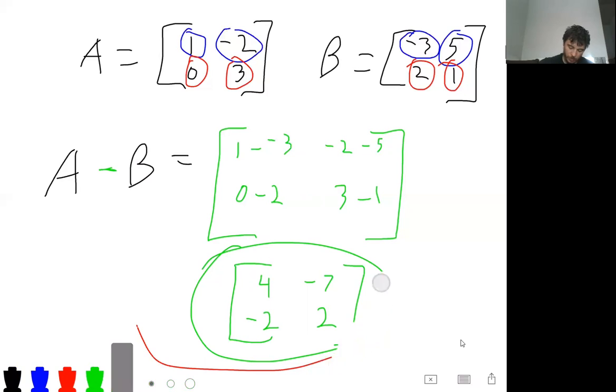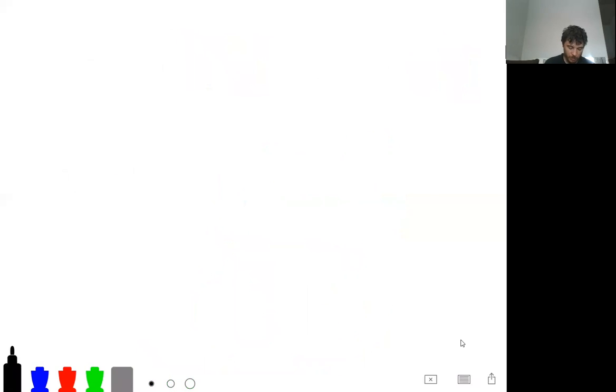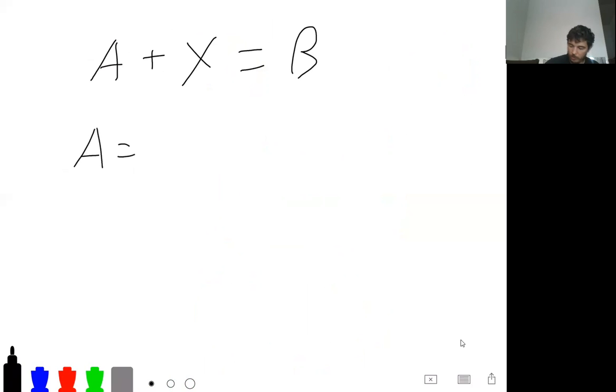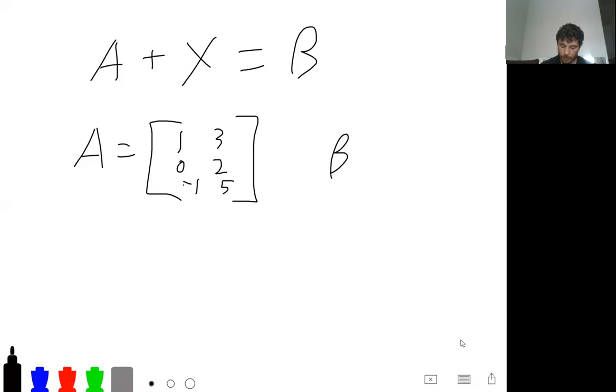The only other thing that we're really going to do is try and figure out, basically, they're going to give us an equation with matrices, and they're going to ask us to find what's missing. So for example, they're going to tell us that A plus X equals B. And then they're going to tell us A is equal to, and they'll give us something. So let's go 1, 3, 0, 2, -1, and 5. And then they're going to tell us that B is equal to 2, -4, -1, -2, 0, and 1.